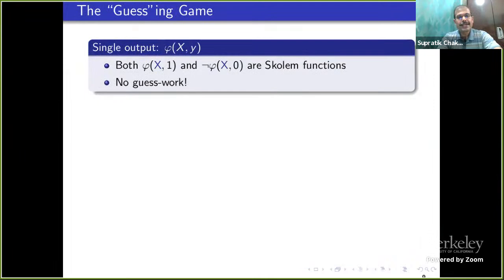Okay. Now for the single output case, it actually turns out to be very easy. If I have a single output, I can just set that output to 1, and then I get a scaling function, or I can set that output to 0 and negate, and then I also get a scaling function. And a little bit of working out shows that this indeed works. So there is no guesswork involved. If there's a single output specification, I can generate it straight away.